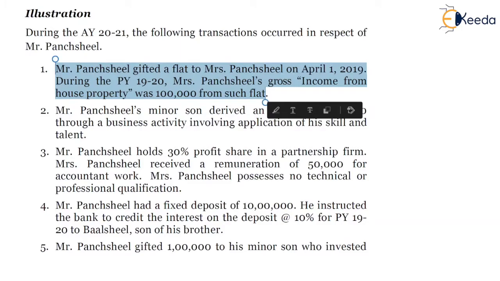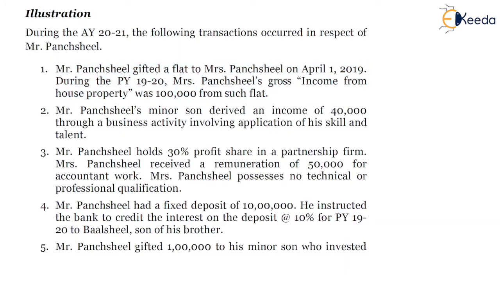Friends, income from house property, a house property which has been transferred without adequate consideration by an individual to his or her spouse, in that scenario, section 27 will be applicable, and accordingly, the individual transferor will be deemed owner of the property and income from house property will be assumed to be calculated in his hands, right? So, Mr. Panchsheel would be taxable for income from house property. So, gross income from house property is 1 lakh, right? And thereafter, 30% deduction and all will be available. However, having said that, the income from house property will be taxable in the hands of Mr. Panchsheel, right?